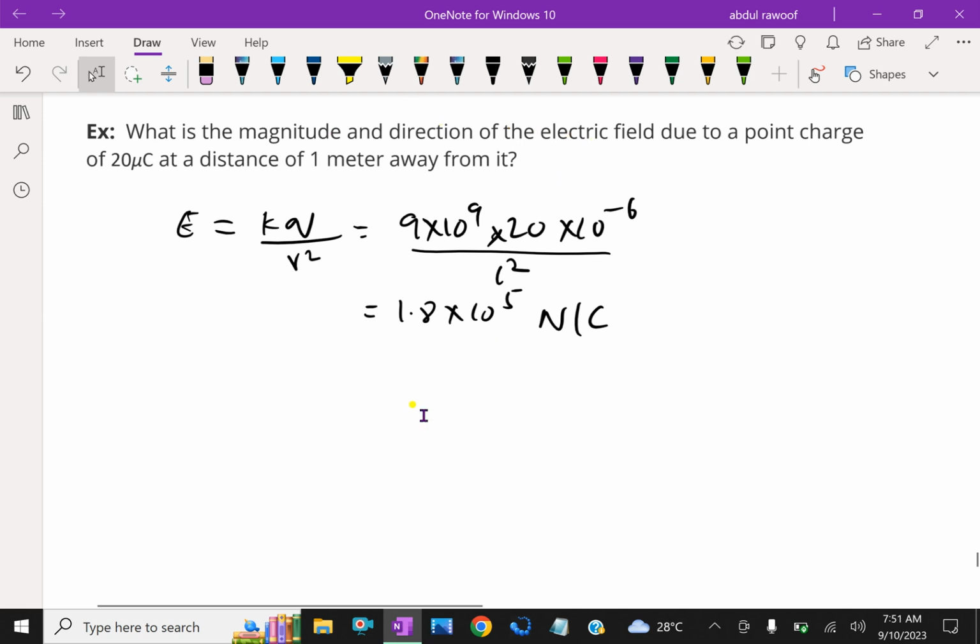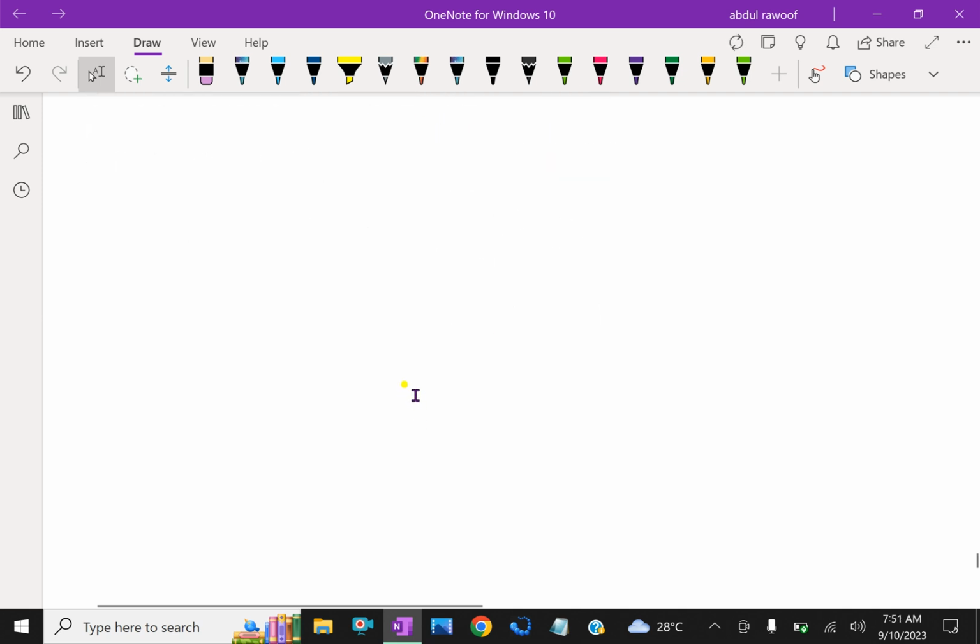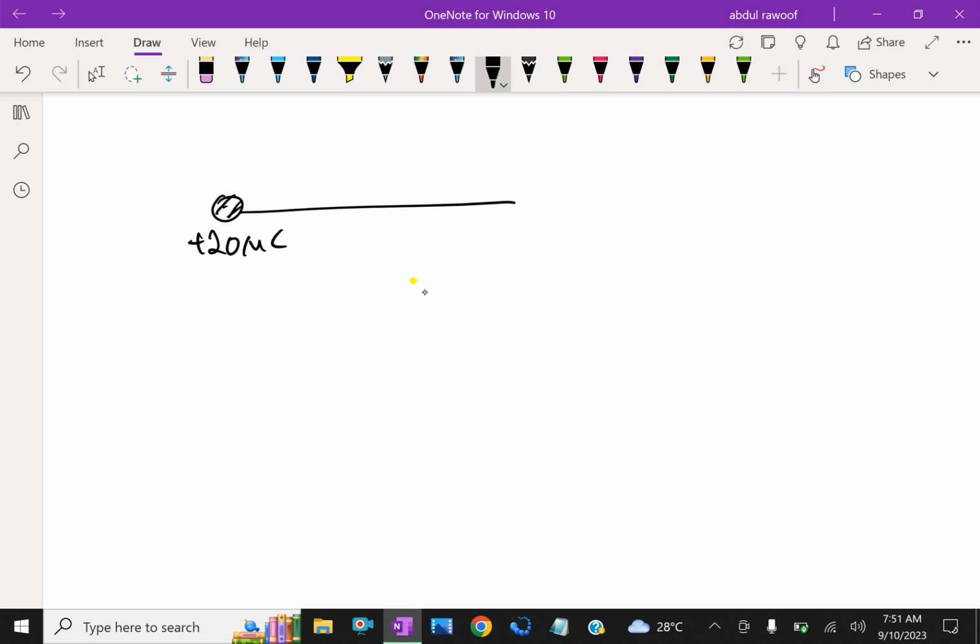Then find the direction. Look at here. We know that the exact value of K equal to 8.99 into 10 power 9 Newton meter square per coulomb square. The sign of charge determines the direction of the electric field. In this case, since the charge is positive, because Q is positive, therefore here this is a plus 20 microcoulomb. Then the electric field is directed this side because it's positive.